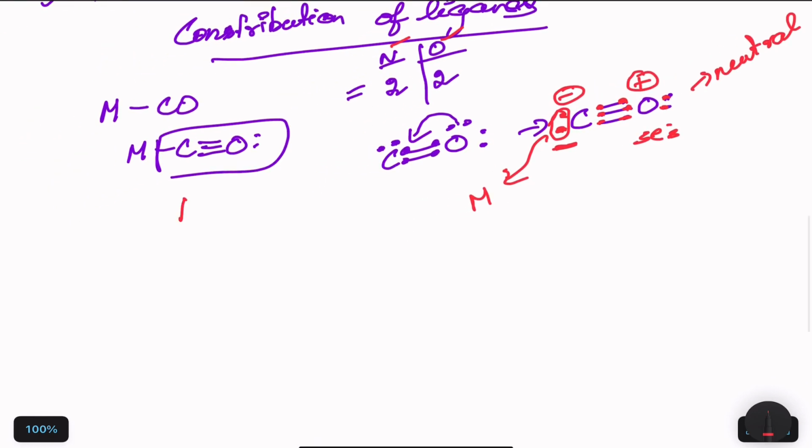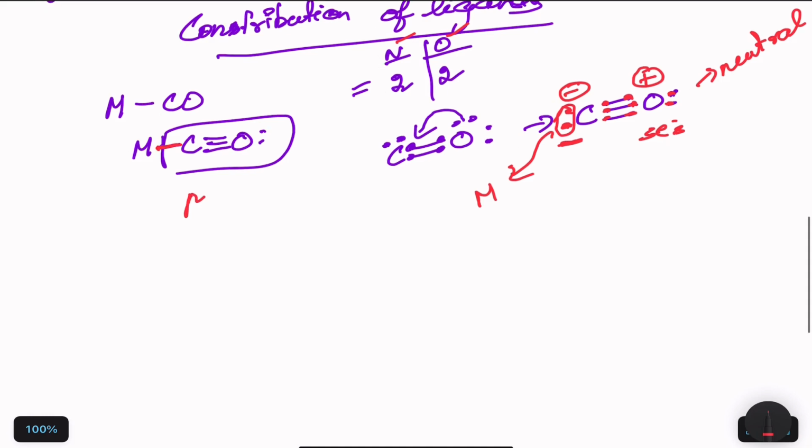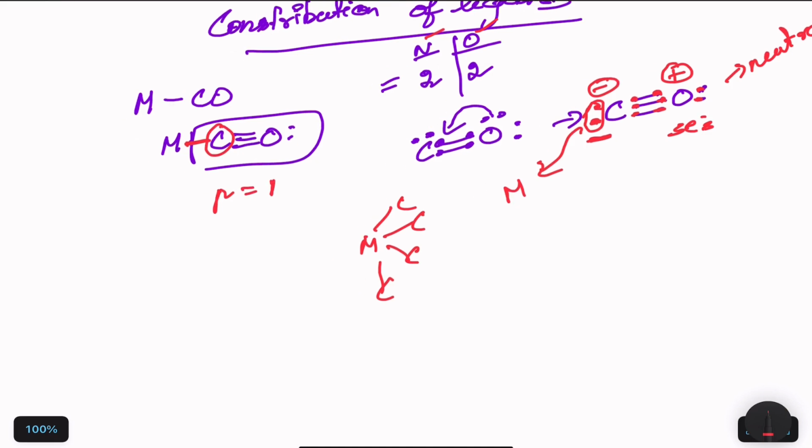Then what about the hapticity of this particular compound? Hapticity means: the metal is attached to a certain group, so how many atoms is it directly attached to? In the case of a complex, we talk about coordination number. Whenever the metal is attached to atoms directly, that is called hapticity. Here only 1 carbon is attached, so hapticity is 1.